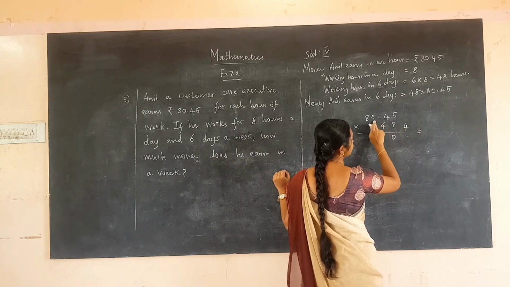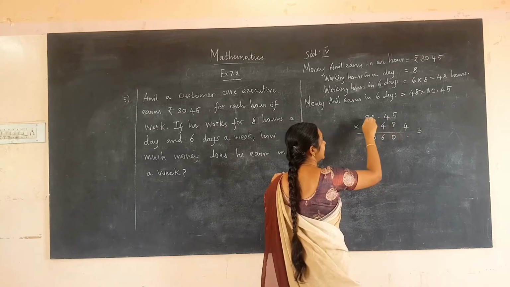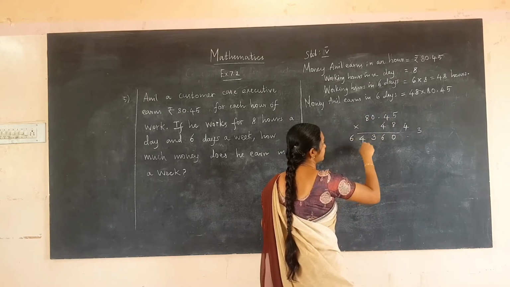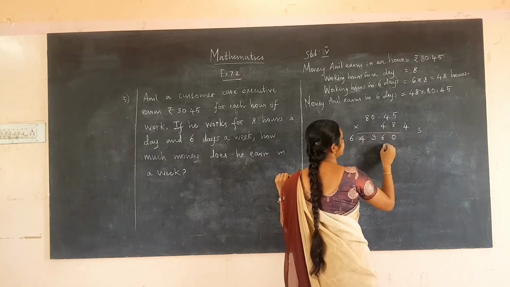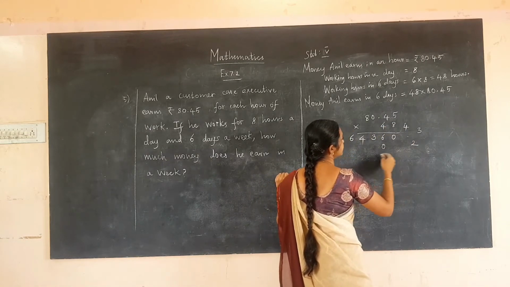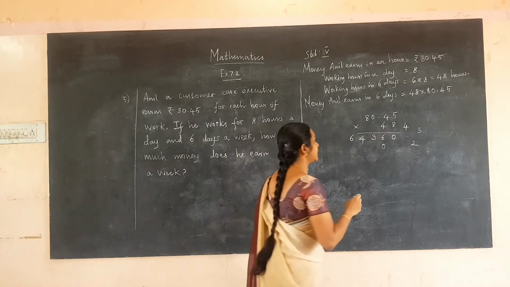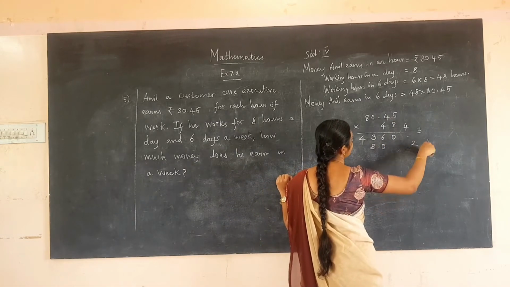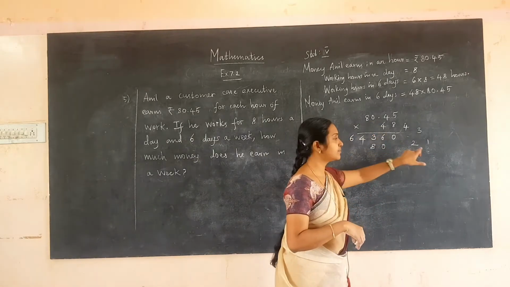0 into 8 is 0. 0 plus 3 is 3. 8 8s are 64. Next we are going to multiply it with 4. 5 4s are 20. So write 0 here and 2 is remaining. 4 into 4 is 16. 16 plus 2 is 18. So write 8 here and 1 is remaining. 0 into 4 is 0. 0 plus 1 is 1.